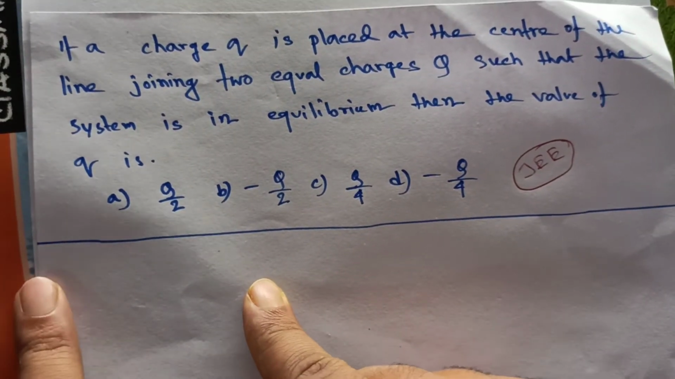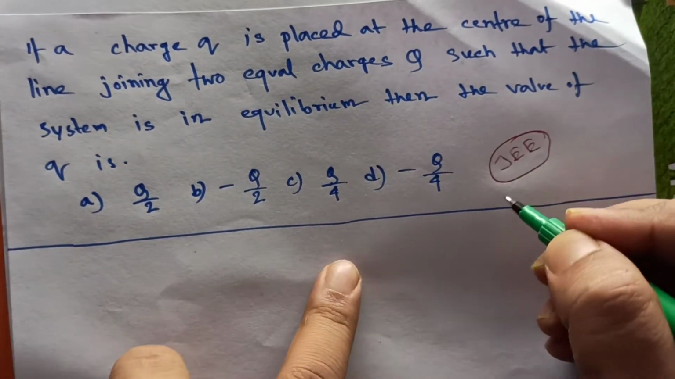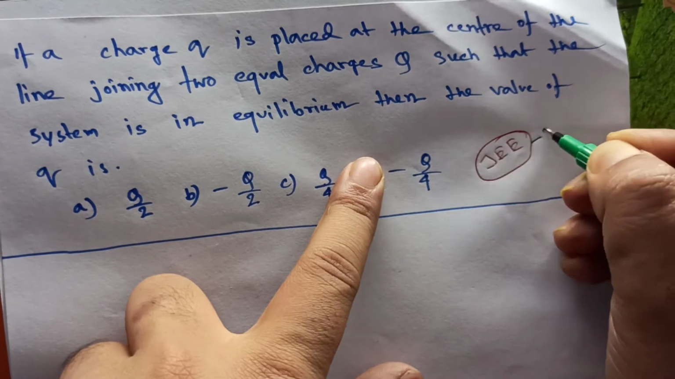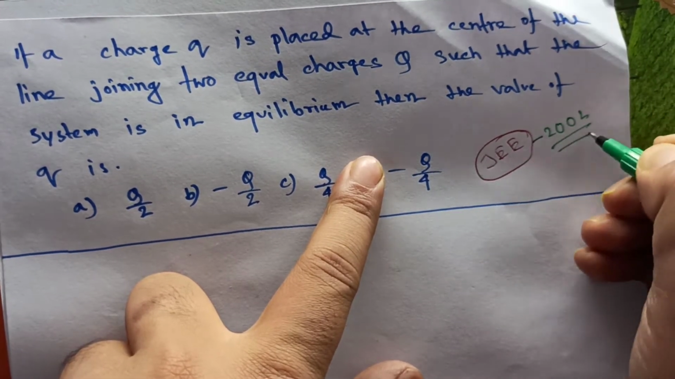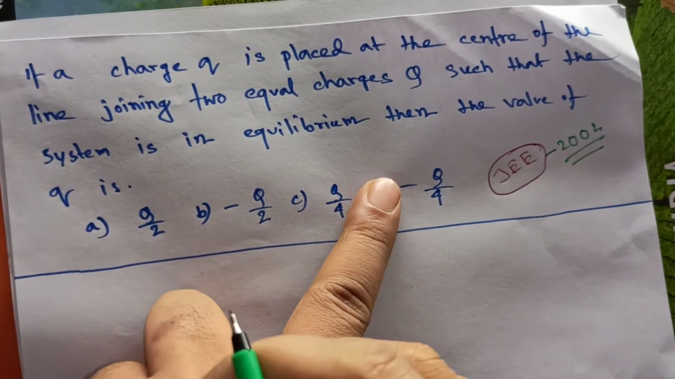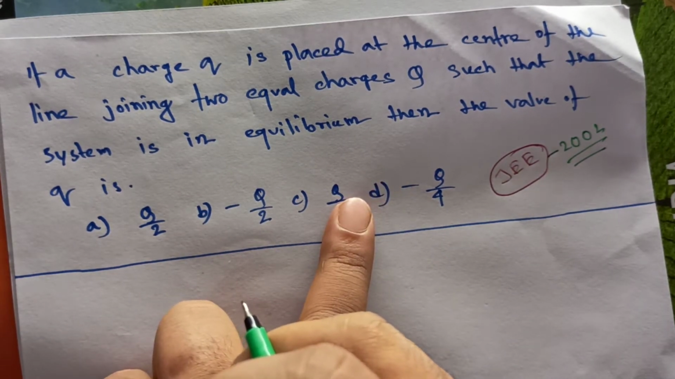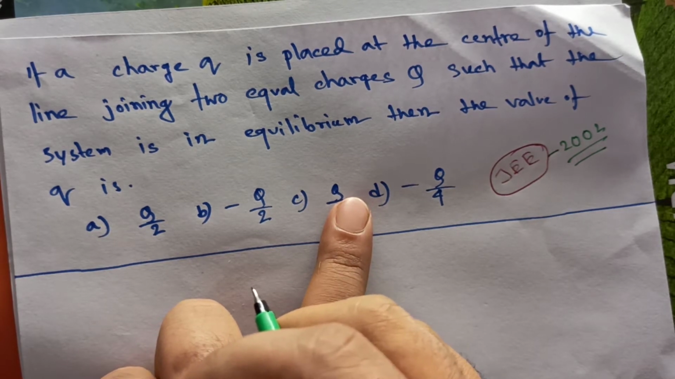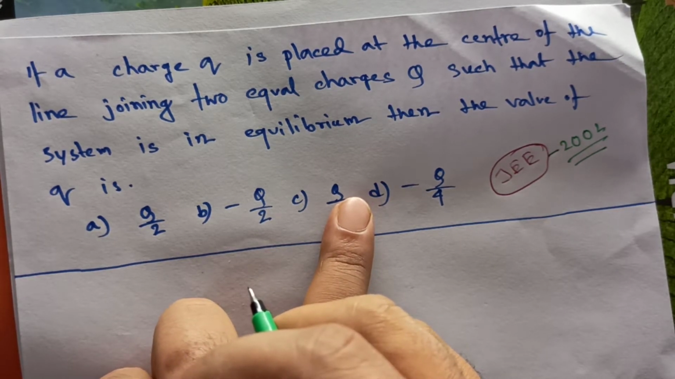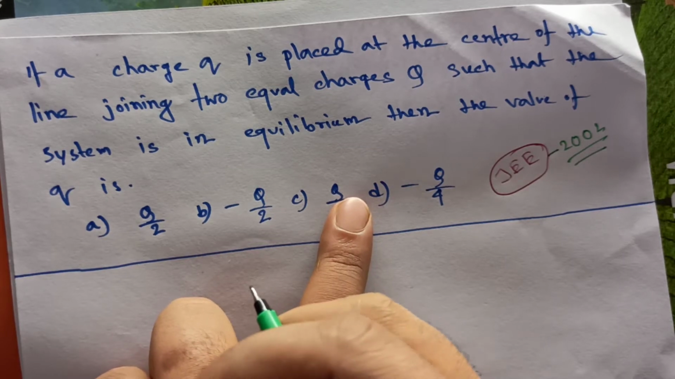Okay, so here I have a question. This question I have taken from the JEE 2002 paper. So what is the question? If a charge q is placed at the center of the line joining two equal charges Q such that the system is in equilibrium, then the value of q is.